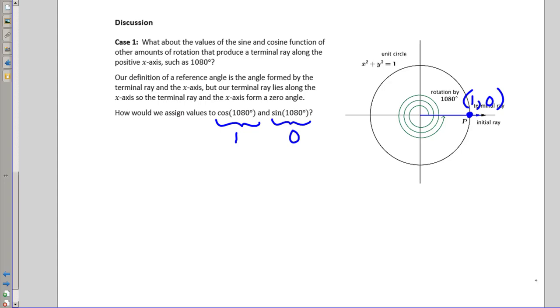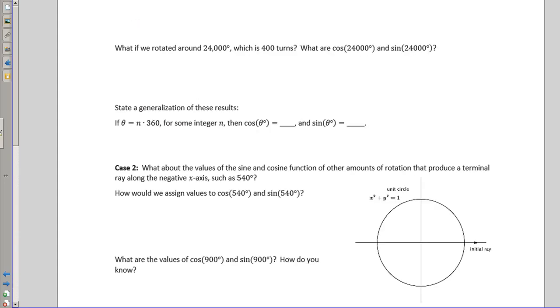So what you'll notice for quadrantal angles is that you're going to have values of 0, 1, or -1 depending on the position. Okay, if we look at the general rule, if you take n, where n is some integer, times 360, that's always going to bring you back to the positive side of the x-axis. So the cosine of theta would always be 1 and the sine would be 0.